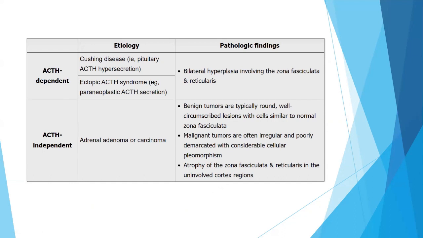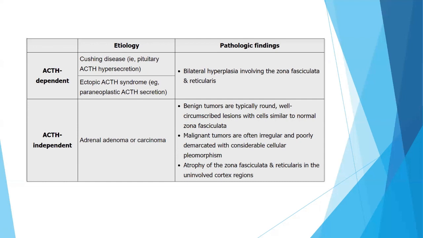So, in ACTH dependent causes, we have Cushing disease and ectopic ACTH syndrome. Cushing disease is pituitary ACTH hypersecretion, and ectopic ACTH syndrome is paraneoplastic ACTH secretion. The pathologic findings of these ACTH dependent conditions include bilateral hyperplasia involving the zona fasciculata and zona reticularis. Talking about the ACTH independent Cushing syndrome, we generally have adrenal adenoma or carcinoma.